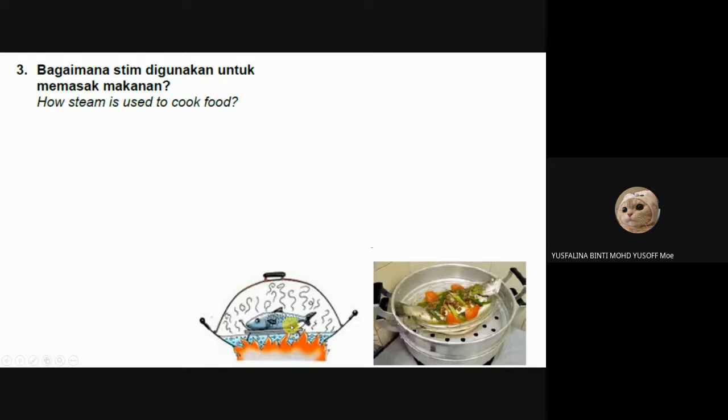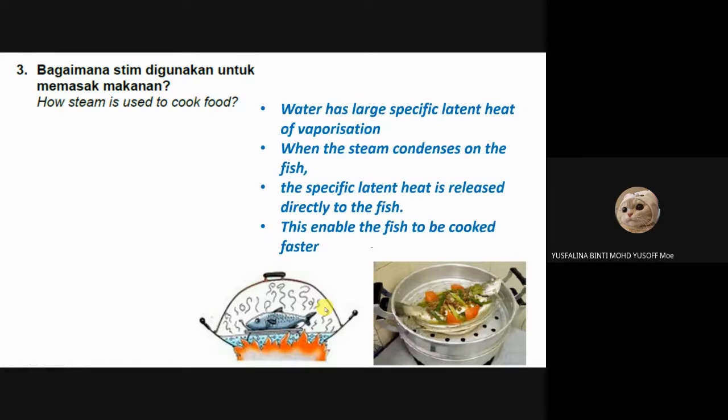Okay, so I explain again, the water will be boiled and it will change to the gas, and then when the gas hits the lid or the cover here, it will change back to the liquid. So from the gas to liquid, the heat will be released. The heat released is used to cook the steamed fish here, right? So this is the explanation. The specific latent heat is released directly to the fish, so the fish is enabled to be cooked faster.